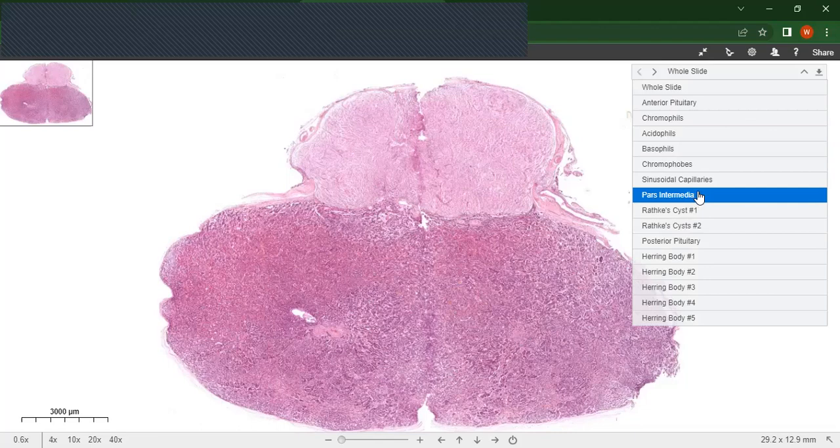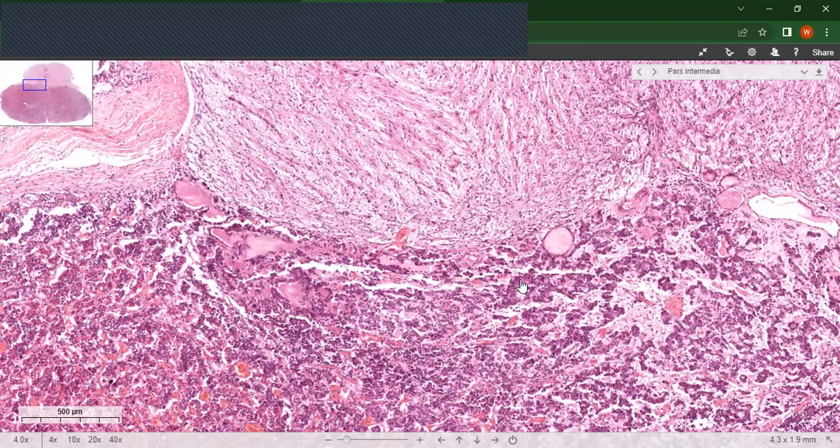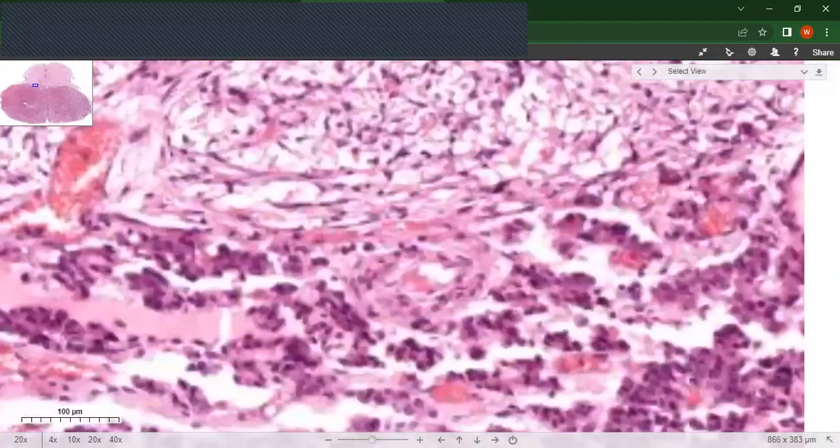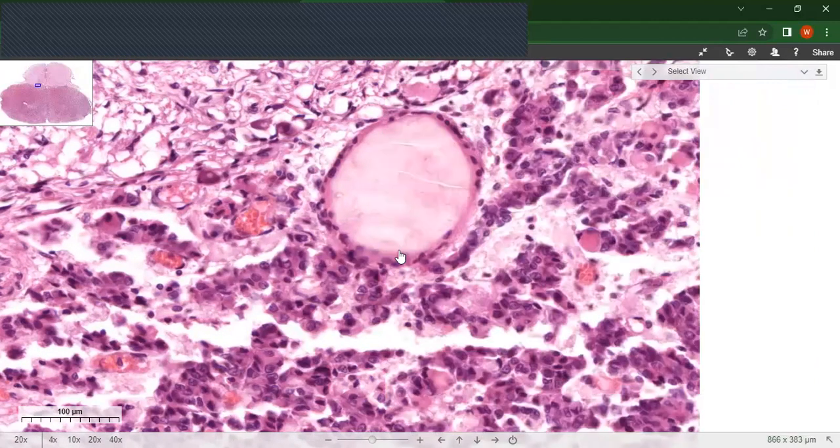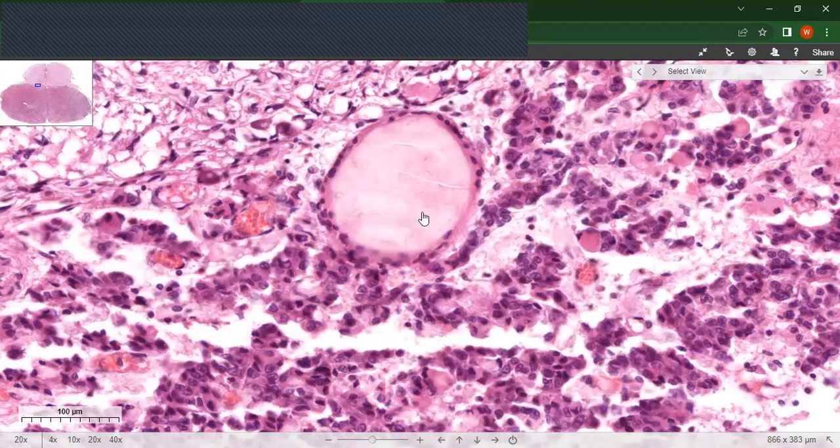This is the pars intermedia. The pars intermedia is this part. If I go in higher magnification, I will show you such things. This is a protein-filled cyst, a colloid. Remember the colloids we also saw in the thyroid gland. So the pars intermedia is one of the parts.